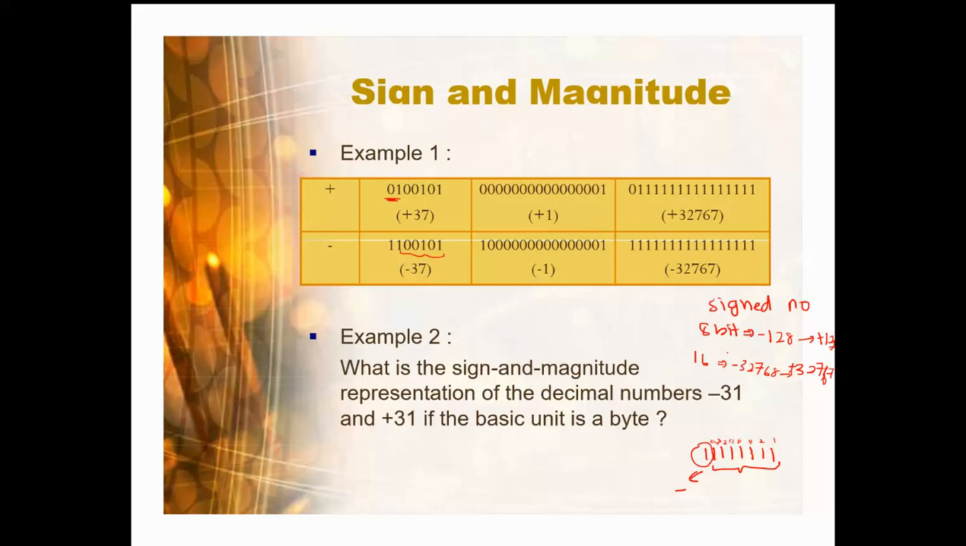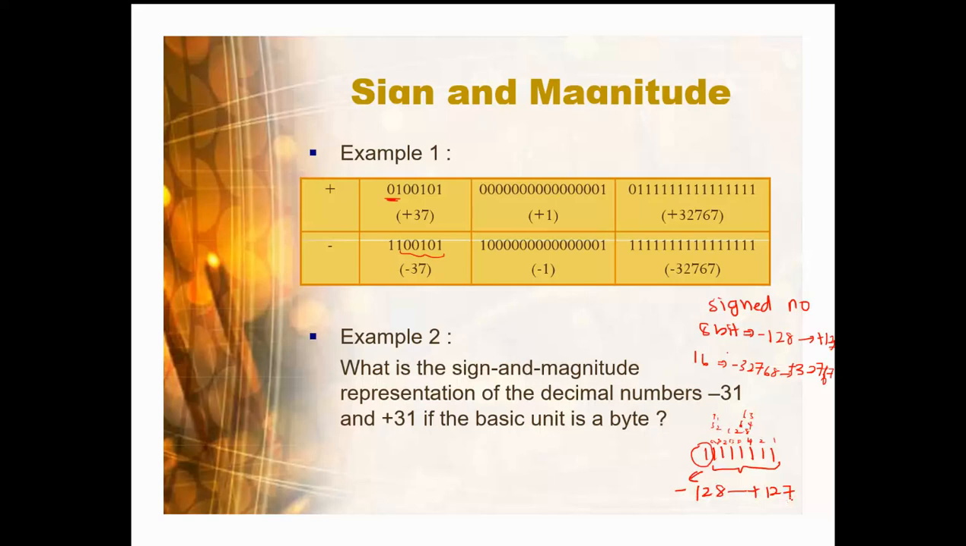3 campur 4, 1, 2, 4, 8. Okay, 3 campur 4 dah 7. 7 campur 8, 15. 15 campur 16, 31. 31 campur 32, 63. So 63 campur 64, 128. Okay. So kalau kamu kira dia jadi negatif 128 dan bila sampai range dia sampai positif 127.